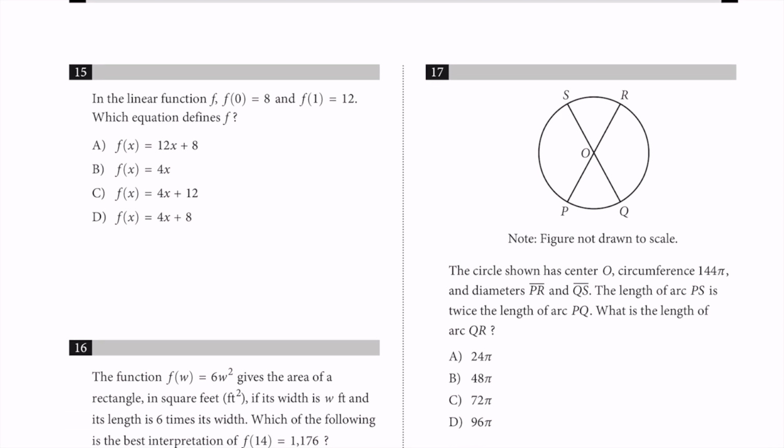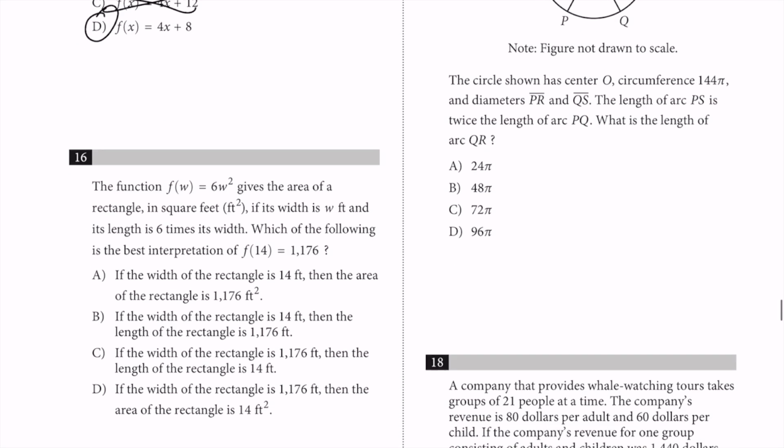Let's get into question 15. In the linear function, f of 0 equals 8, f of 1 equals 12, what function defines f? So we can just look at this and see, let's plug in 0, which one gives us 8? This one, B, no, C, no, so it's either A or D. Let's plug in 1, which one gets us 12? It's not A, so D is going to be our answer.